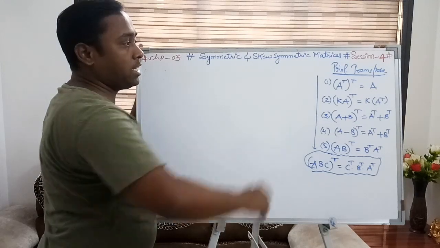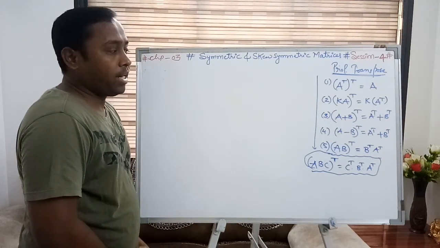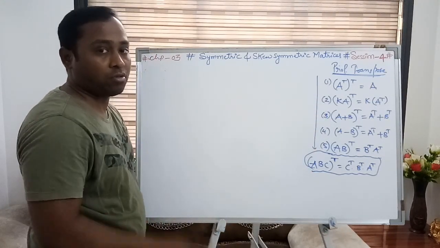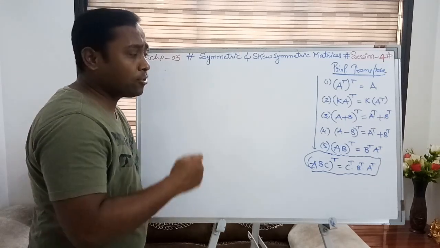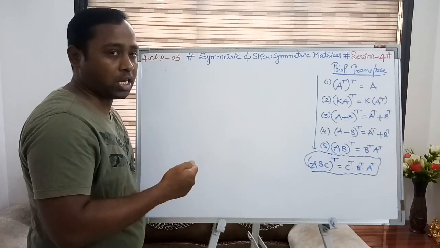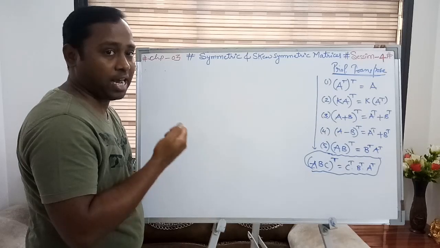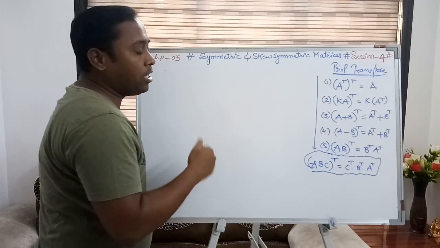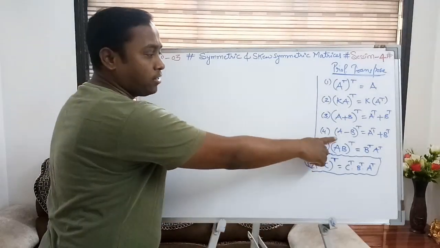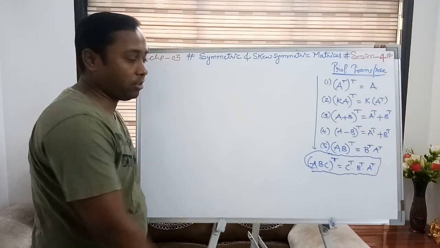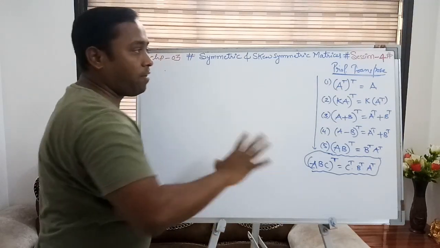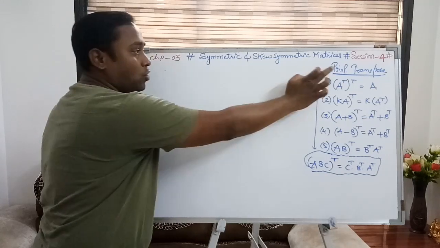Okay, so the first one is (A transpose) whole transpose is A. (kA) whole transpose is equal to k times A transpose. (A plus B) whole transpose is equal to A transpose plus B transpose. For the sake of convenience, instead of saying transpose again and again, we say A dash. Dash also represents transpose. So you may also say (A plus B) whole dash is equal to A dash plus B dash. (A minus B) whole dash is equal to A dash minus B dash. (A into B) whole dash is equal to B dash into A dash. So these are the 5 important properties of transpose of a matrix.